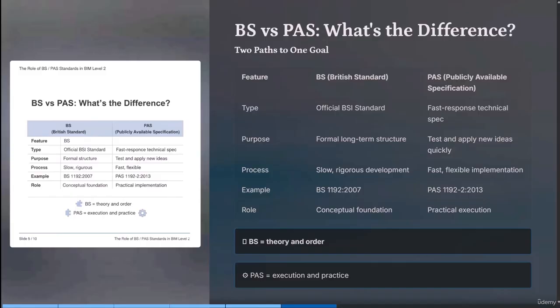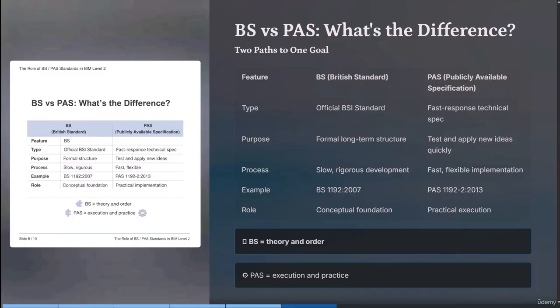While BS, or British Standard, like BS 1192 2007, is related to information management in designing and construction, and its purpose is to form a long-term structure, and the process is slow and rigorous development. All in all, as you can see on the screen, we got theory and order in BS, but execution and practice in PAS. And finally, after learning from their experiences, both BS and PAS upgraded into the global standard.